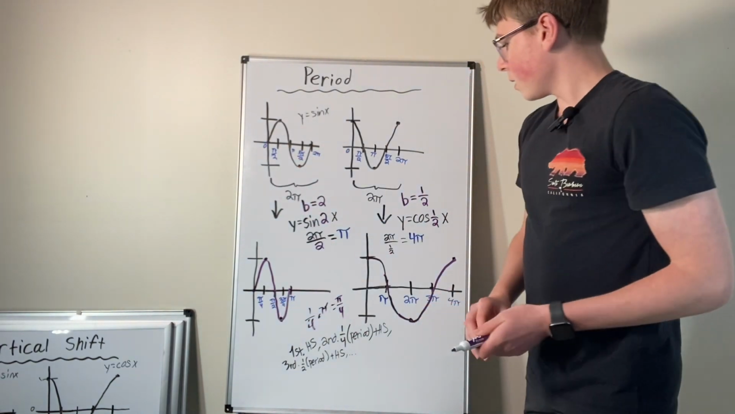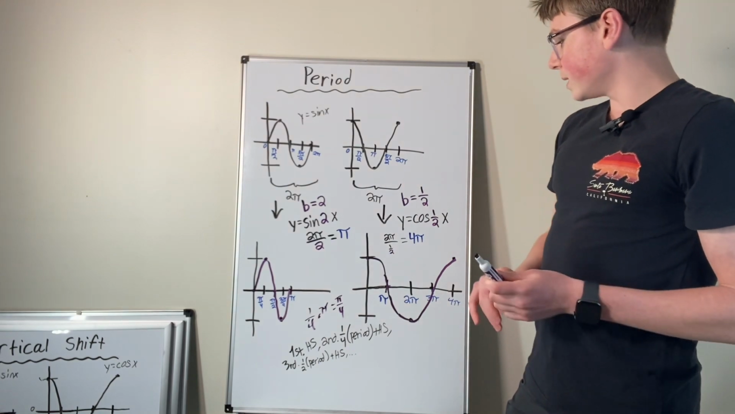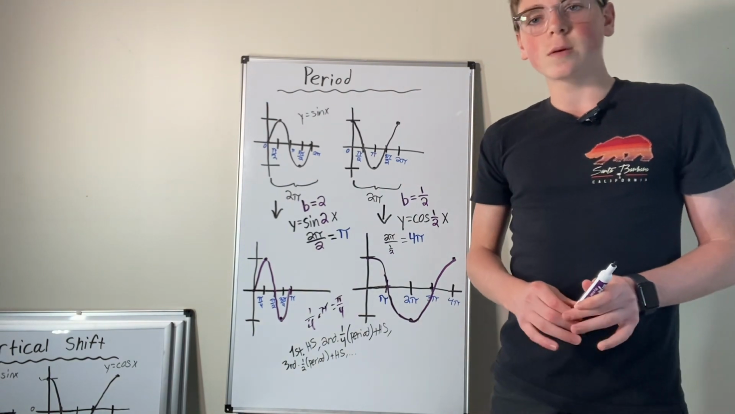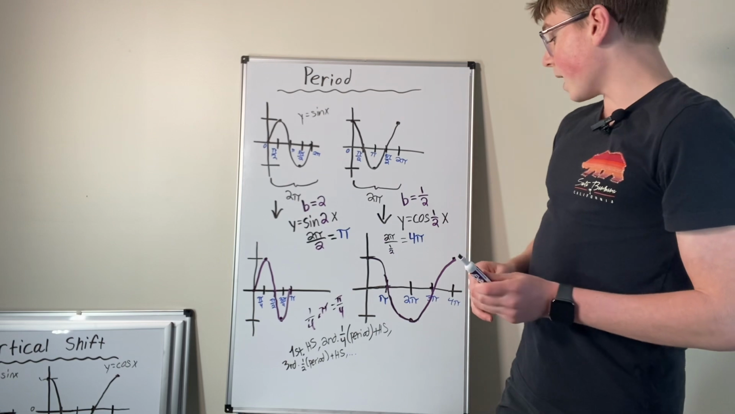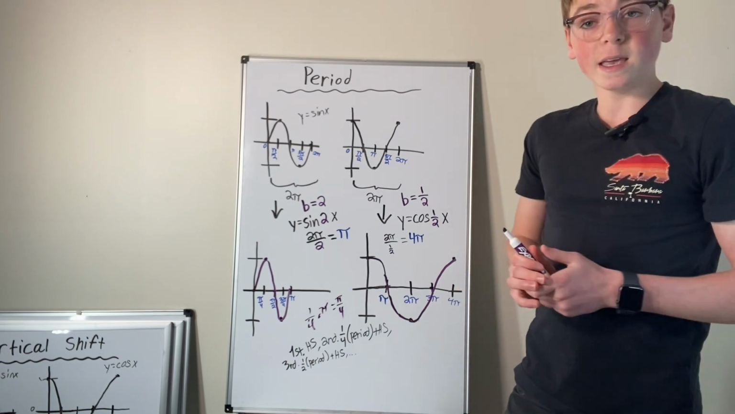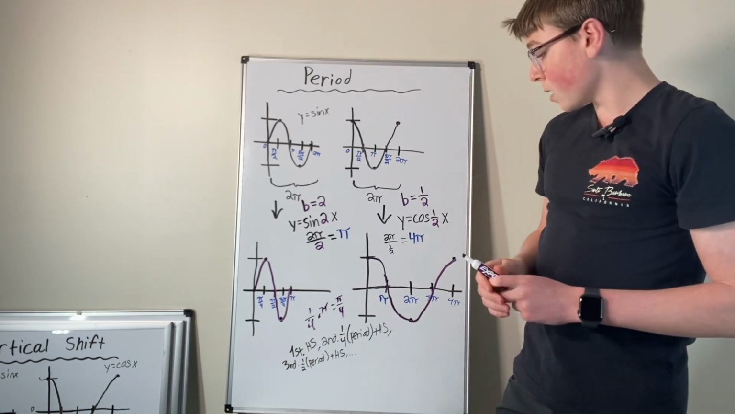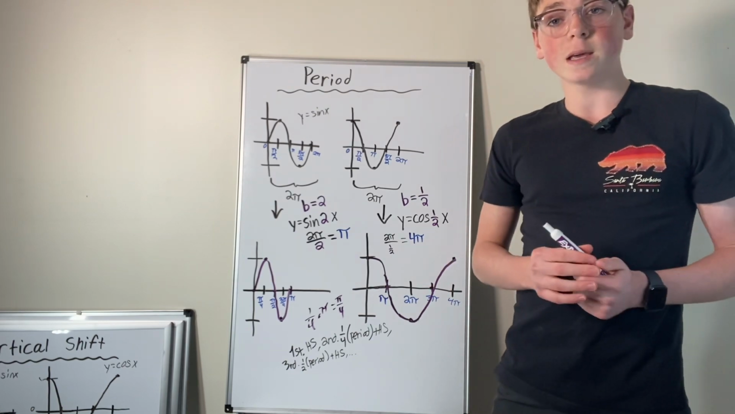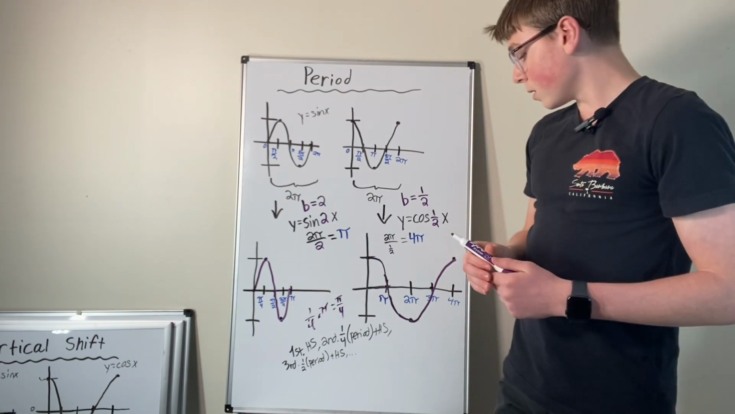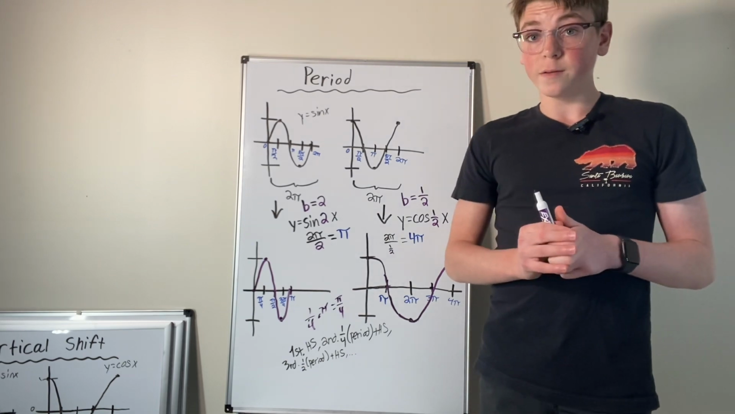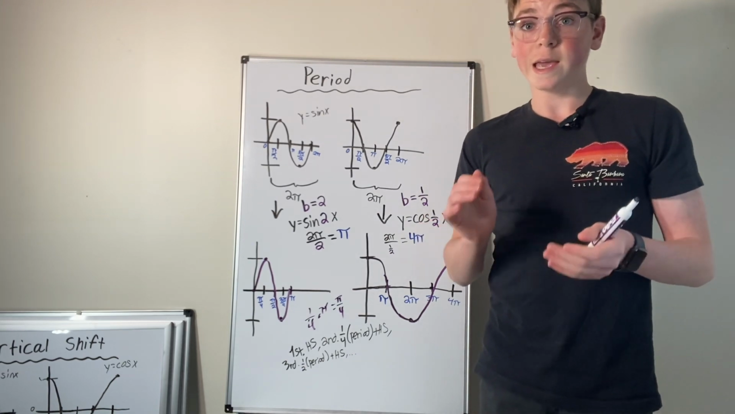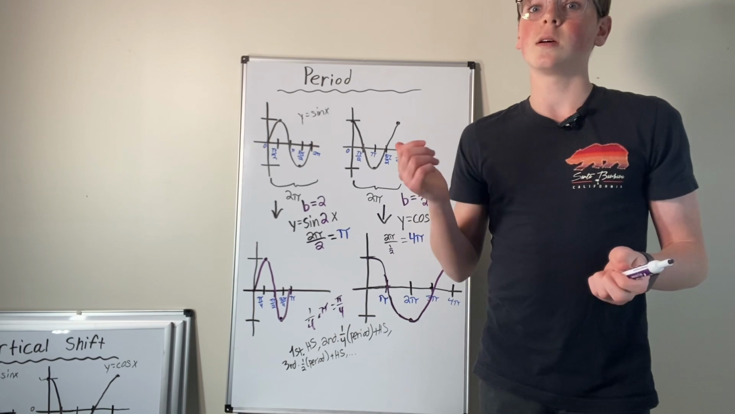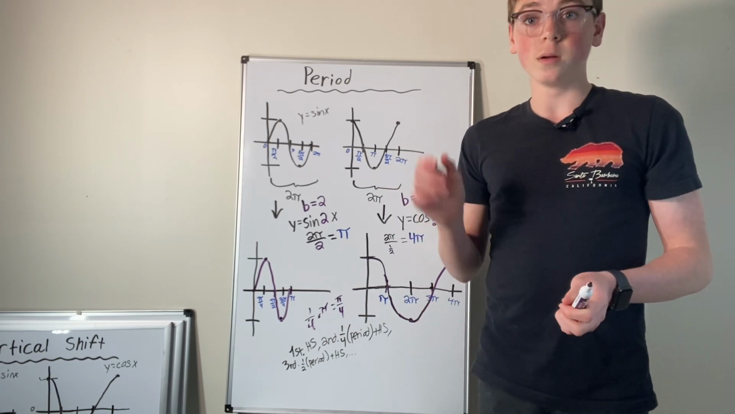It's tighter. Now, if we take cosine and say, what if b equals 1/2? Then we have y equals cosine of 1/2 x. So we plug that into 2 pi over b. 2 pi over 1/2 equals 4 pi. So that means our whole graph completes its cycle in 4 pi radians, which is double the normal sine and cosine.